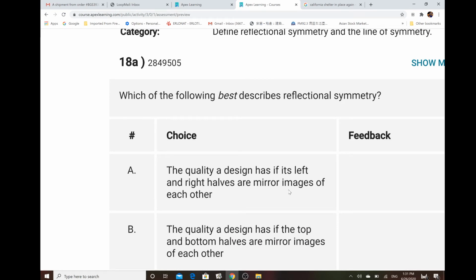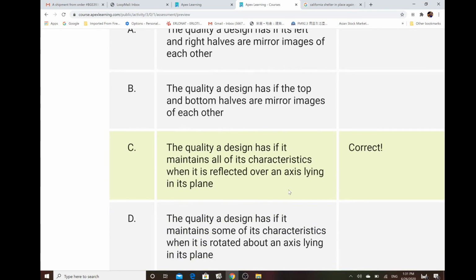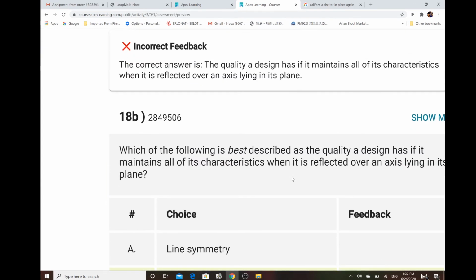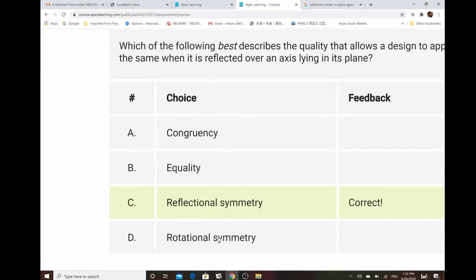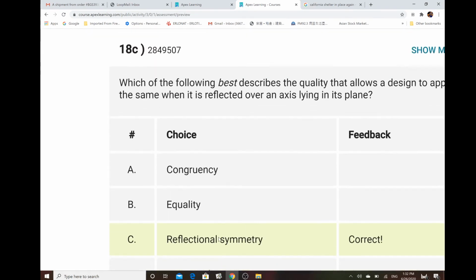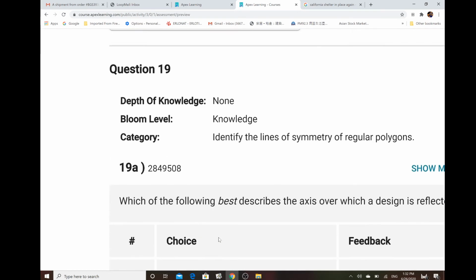So 18a. Which of the following best describes reflectional symmetry? Reflectional symmetry shows the quality a design has if it maintains all its characteristics when it's reflected over an axis lying in its plane. So this one is just a description of reflectional symmetry. And then the next one is similar, reflectional symmetry.